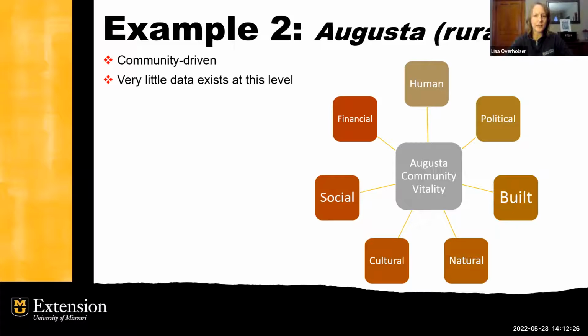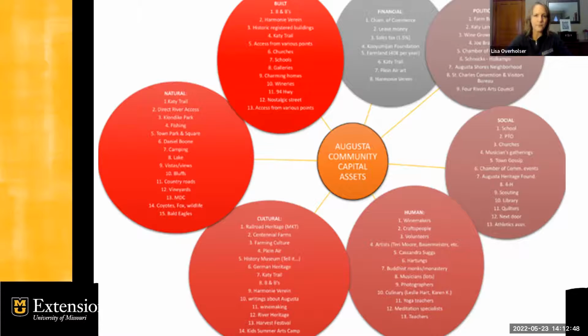What I'm going to do now is show you, we went to Augusta and we did in-person mapping. On sheets of paper, we listed each capital, and we prompted the community to think about different assets that they have in each of these buckets. What I'm going to show you next, I know it's going to be very hard to read, but this is all the various assets that we came up with. I'm going to isolate out some of these things. But we have lots of assets listed here.